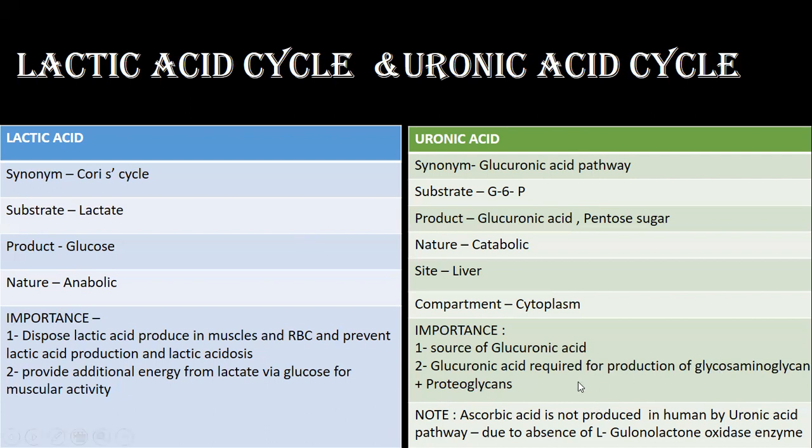So as I said, ascorbic acid is not produced in humans. Why? Because the enzyme known as L-gulonolactone oxidase, which is required to convert L-gulonate to ascorbic acid, is basically absent in humans. Therefore, we say that ascorbic acid is not produced in the human body by this pathway.